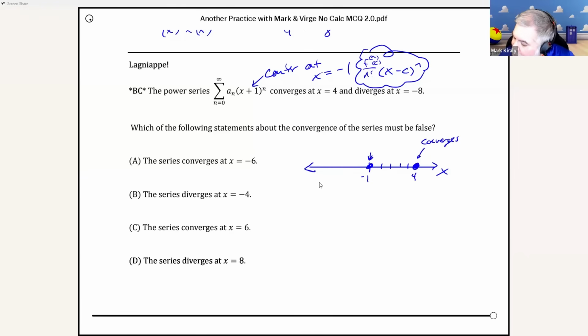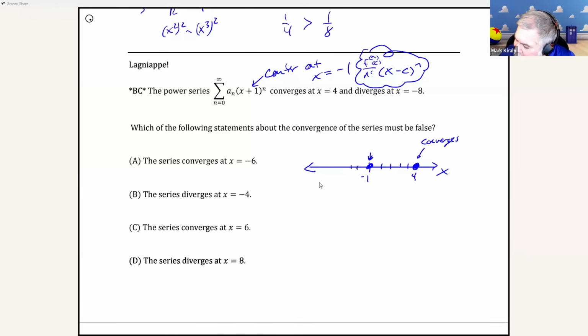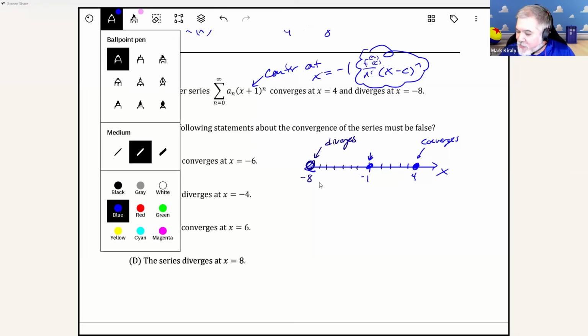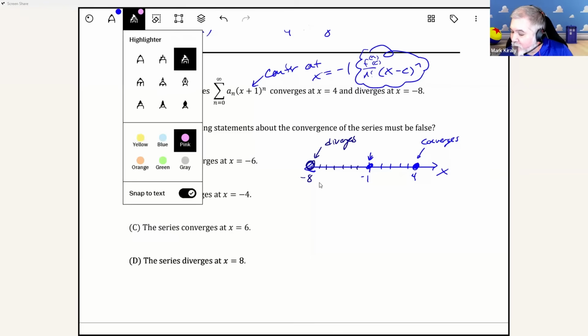And then we know it diverges at -8. So how many ways is that on the left, Virge? Let me see. My dogs were barking just now, so I put myself on mute. 7 to the left, it looks like. Yeah. Okay, I think I counted 7 out there. But I know it diverges there. So for those of you that haven't done a lot of these problems, there's a lot of good information happening. I'm going to start getting my highlighters out.